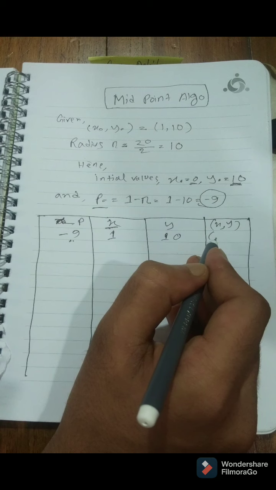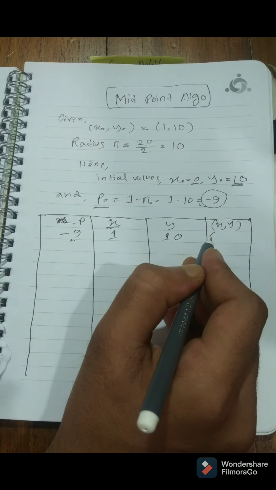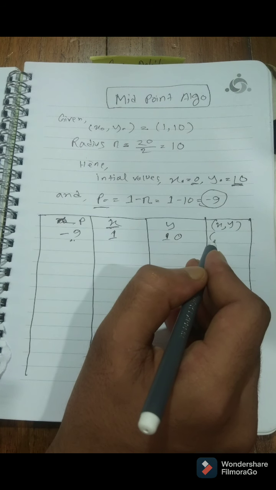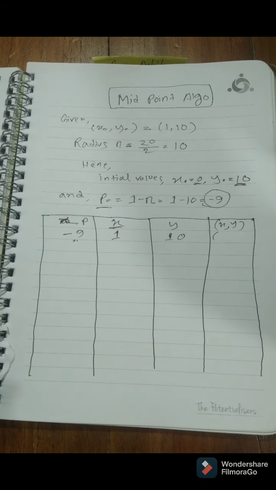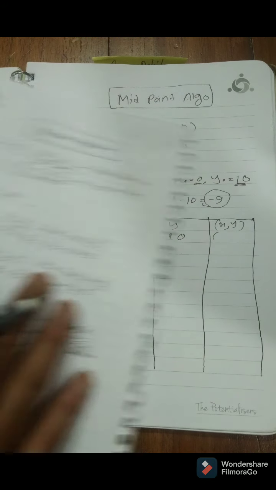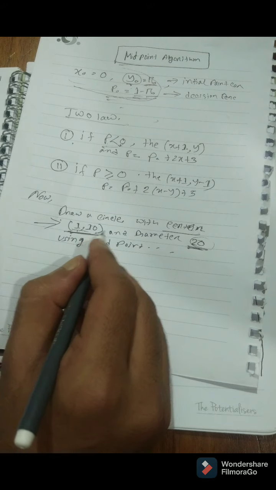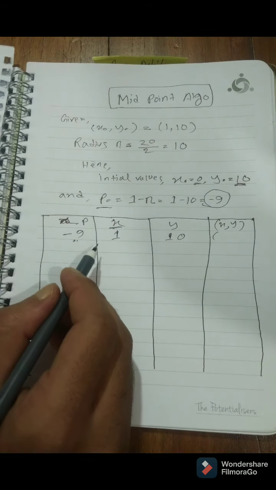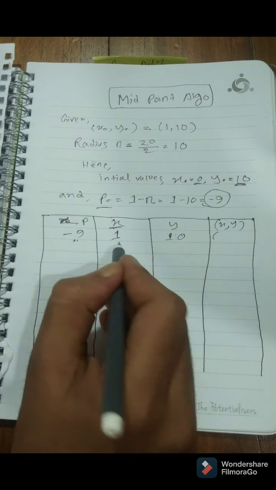No, not at all. Focus on it. Some people make mistakes in this section because it is very critical. You should compare this with the center point you get in the question. So in the question we get 1 comma 10 as the center. So here we should add the center to this x and y.